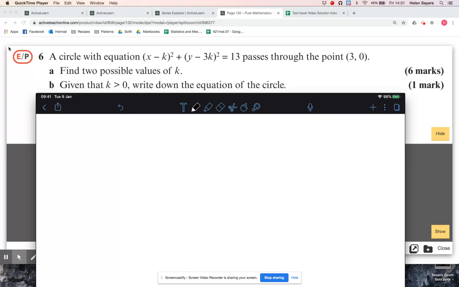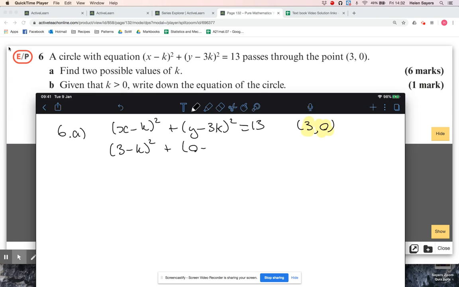It's quite handy. This is an exam question, so we can see this is worth 6 marks, so there's going to be a decent amount of work here. Okay, so if it passes through 3, 0, so just jot the full equation down. Then obviously x is 3, y is 0. If I substitute those in, I am going to end up with an equation just in terms of k. So I will be able to solve it, and it's going to be a quadratic.